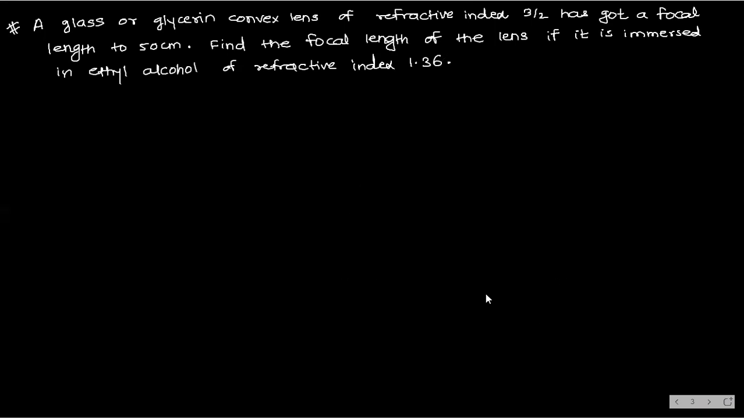Now listen carefully to this problem, then the next problem you can solve yourself. First let me explain. Now see here, glass or glycerin convex lens, meaning a convex lens made of glass, is having a focal length of 50 centimeter. So I am drawing two diagrams here. This is case 1 and case 2.